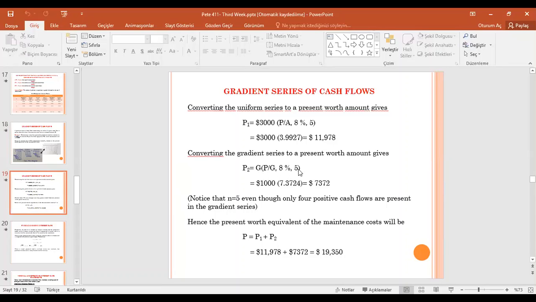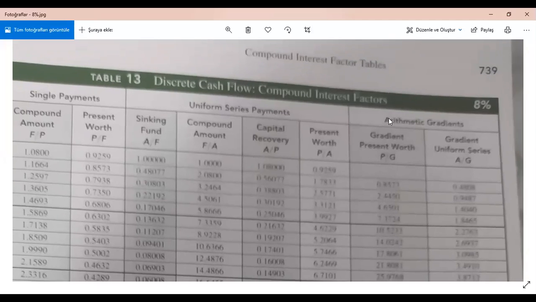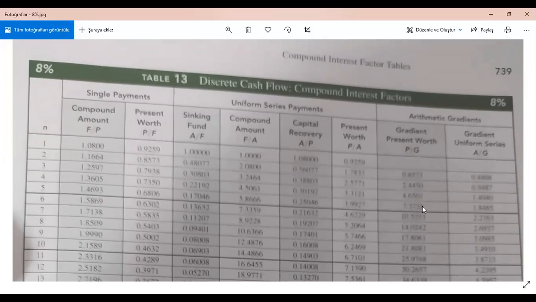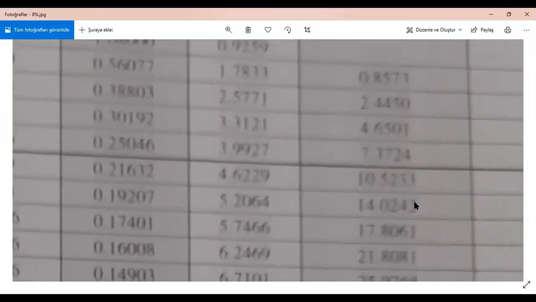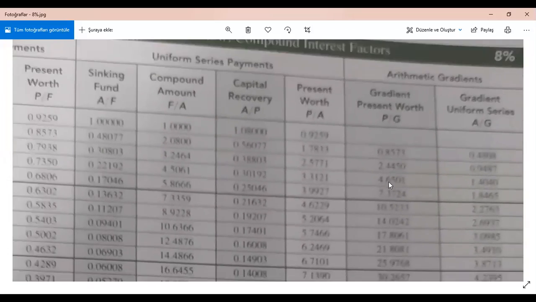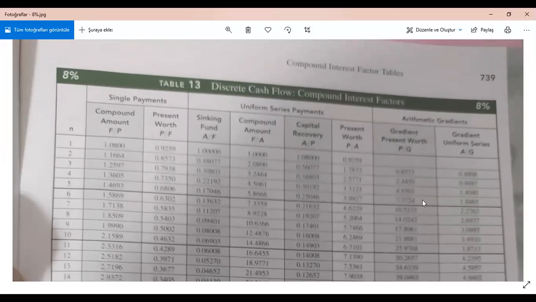8% interest rate table, 5 years. Now I will look for the P over G factor. Again, I will go to the same table. So I'm going to look for the gradient factor now, P over G. Again, after 5 years. Now it is 7 point. It's not so clear, I know. I'm going to scan them, actually, and maybe upload them to AutoClass. It will be much more clear for us. This is 7.37 something, right?